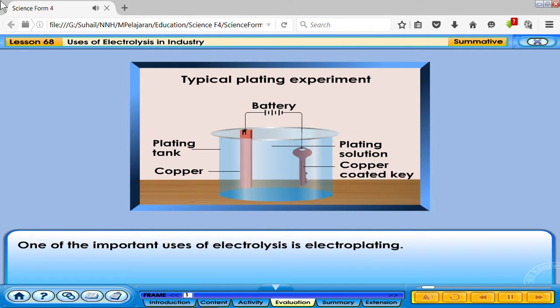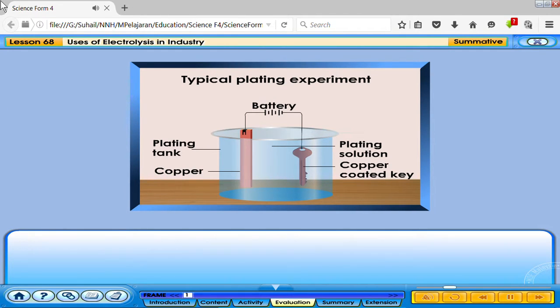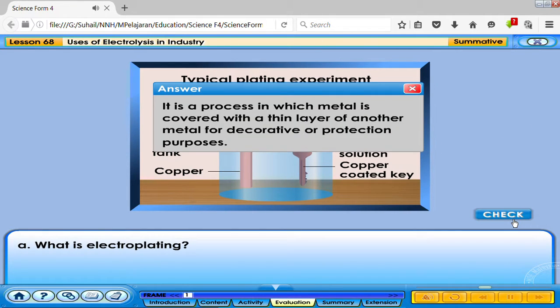One of the important uses of electrolysis is electroplating. Click each question to check your answer. A. What is electroplating? It is a process in which metal is covered with a thin layer of another metal for decorative or protection purposes.